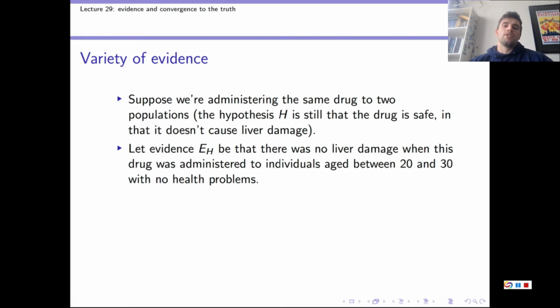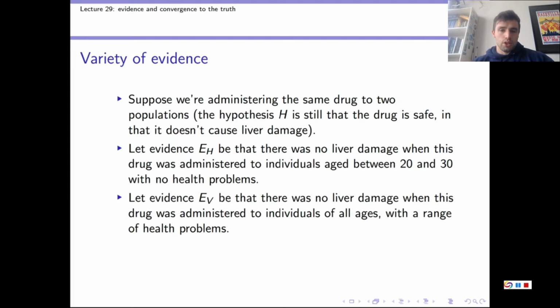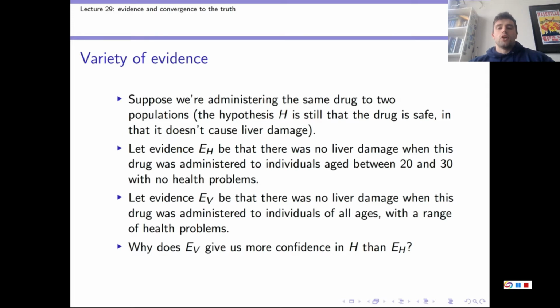Let's call this evidence EH for healthy. Let's suppose, on the other hand, that we administer the drug to 1,000 patients of all ages and in various states of health, and we observe no liver damage. And let's call this evidence EV for variety. Now, we think we are better informed about the safety of our drug if we test it on the varied population, but the question is why?